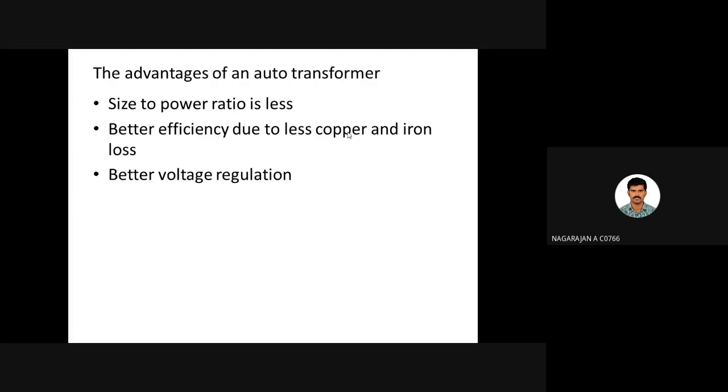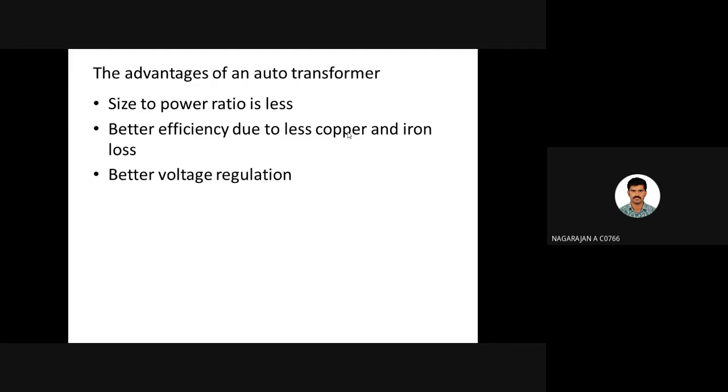Okay, but in an auto transformer, we will have a single core and a single winding. So the size of a 1 kVA auto transformer will be lesser compared to the size of a two winding transformer. Okay, and it provides better efficiency. You know the reason, because the copper loss is very less. Why is the copper loss very less? The reason is we are using only a single winding.